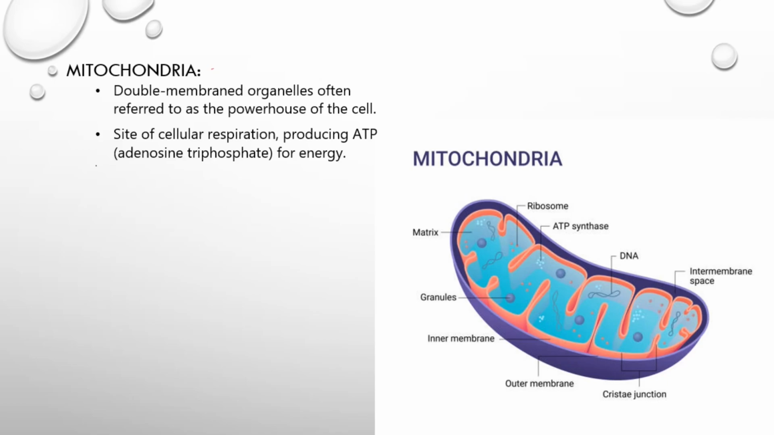So we will be starting with the mitochondria. Everyone knows from high school that the mitochondria is called the powerhouse of the cell. Why is it called the powerhouse of the cell? Because it is the site of cellular respiration, and because of the cellular respiration happening in the mitochondria, ATP production takes place there.